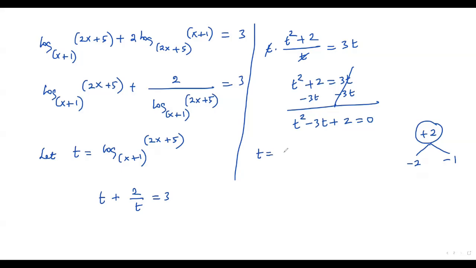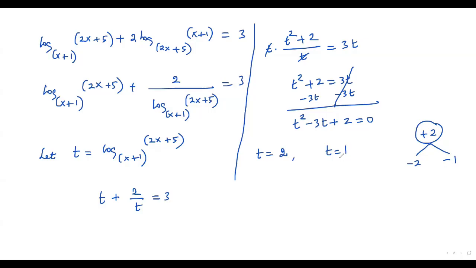Now to get the first value of t, I have to change the sign of this first factor. It's already negative. When I change the sign, it will become positive. That is, the first value of t is 2. And to get the second value of t, I have to change the sign of the second factor. It's already negative. If I change the sign, it will become positive. Now I got the values of t.